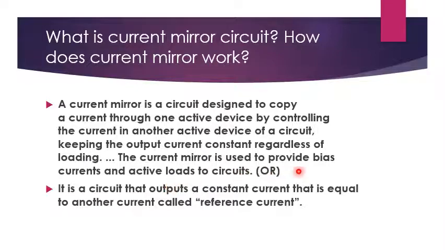Or I can simply say it is a circuit that outputs a constant current that is equal to another current, that is called the reference current. So your reference current and output current must be equal. But we have one condition for that. The two transistors which you are taking should be perfectly matched. Both are identical and perfectly matched. If and only if these two are identical and perfectly matched, then only we can have the reference current equal to output current. That we will see.